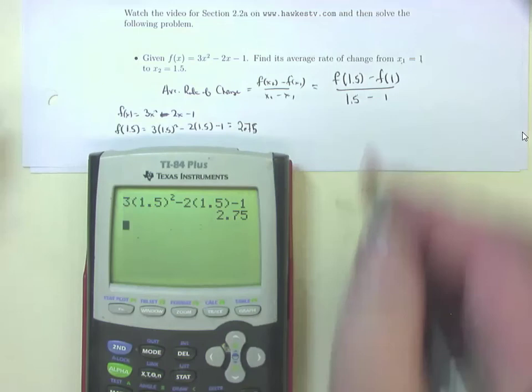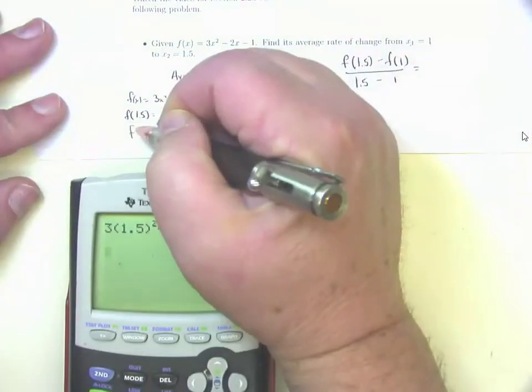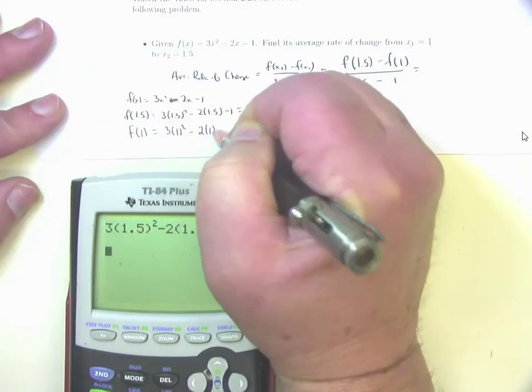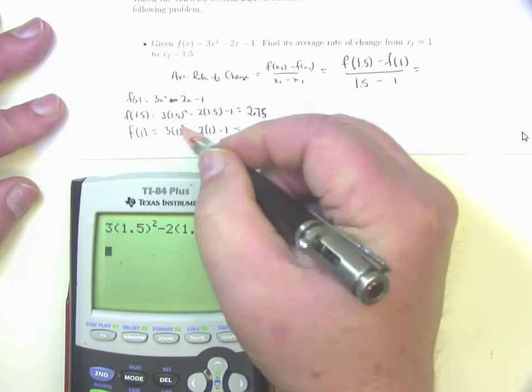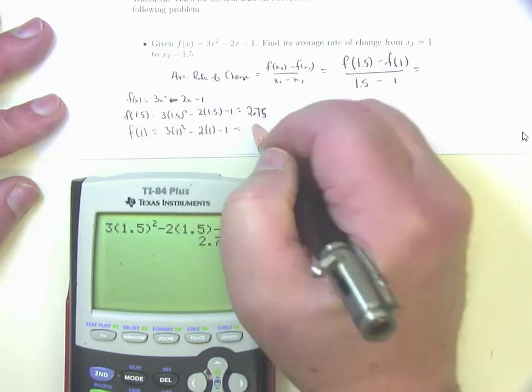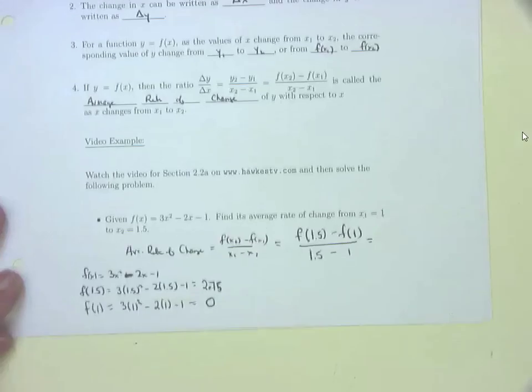Now, the other number I need is going to be f of 1. I don't think I need a calculator for that. Let's see here. This would be 3 times 1 squared minus 2 times 1 minus 1. 1 squared is 1 times 3 is 3. 2 times 1 is 2. 3 minus 2 is 1. Minus 1 is 0. I can put it on a calculator if I need to, but I don't think I need to do it on that one.